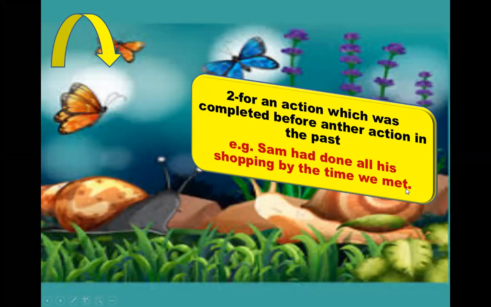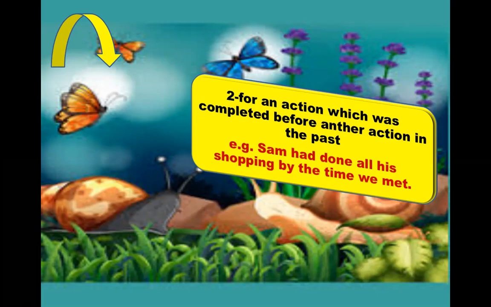Here we have two actions. Sam had done all his shopping, this is the first action, and the second, we met. So there are two actions that happened in the past. The first action is had done, the second action is met. When I have two actions that happened in the past, I want to differentiate between them to see which happened first and which happened next. To make a difference between them, we can put the first action in the past perfect and the second action in the past simple.